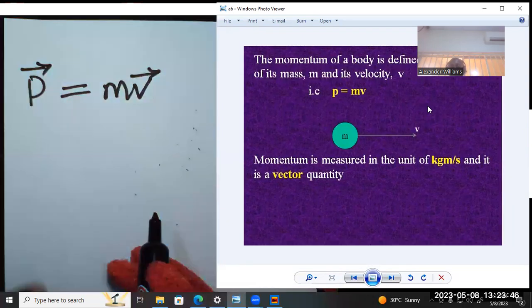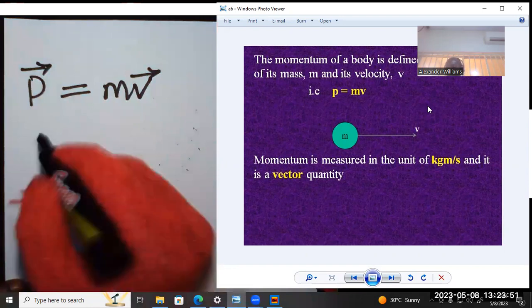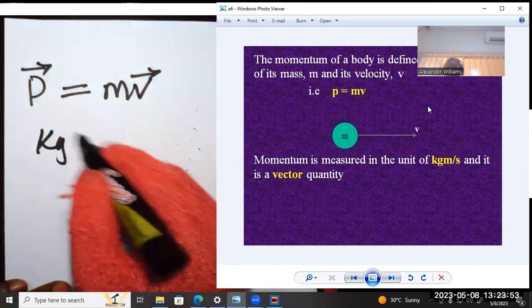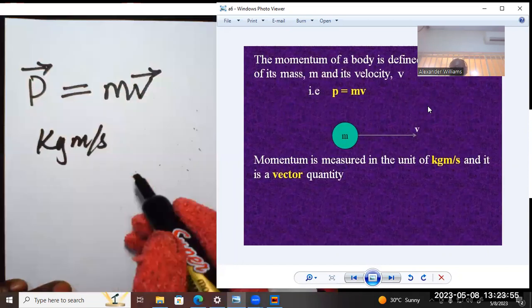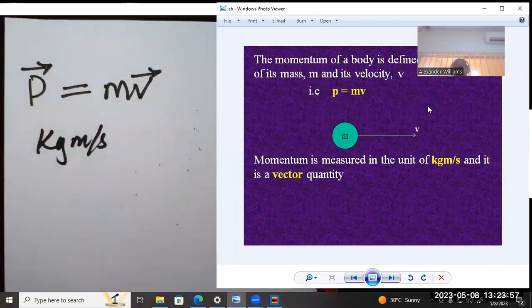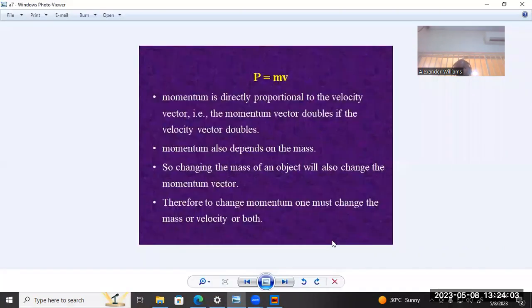And momentum is measured in the units of kilogram meters per second. Depending on the formula, the equation, P equals mass times velocity, momentum is directly proportional to the velocity vector.